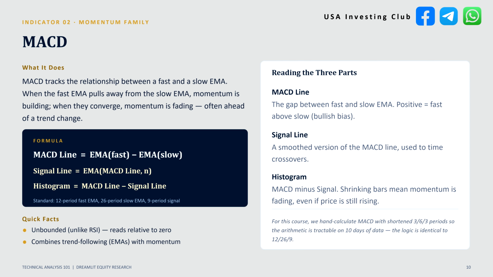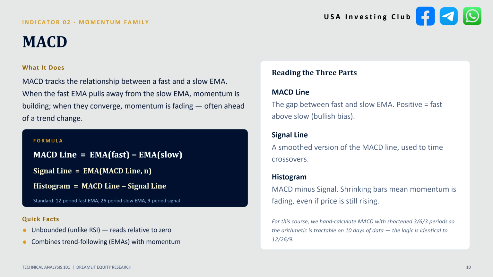The standard industry default settings are a 12-period fast EMA, a 26-period slow EMA, and a 9-period signal line. You'll see those exact numbers, 12, 26, 9, referenced constantly in trading literature. 2 quick facts to hold on to. MACD is unbounded. Unlike RSI's fixed 0 to 100 scale, it reads relative to a 0 line instead. And it genuinely combines trend following through the EMAs with momentum through the rate of change in their spread.